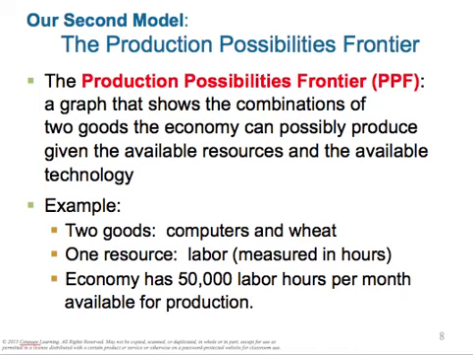Now, in this example, in the slides, which is slightly different from what you see in the book, there are two goods that can be produced. Computers and wheat, obviously two very different goods. There's one resource, labor, which is measured in hours. How much labor does it take to produce computers, and how much labor does it take to produce wheat, and what is the cost associated with that labor? Now, we're going to assume here the economy has 50,000 labor hours per month available for production.